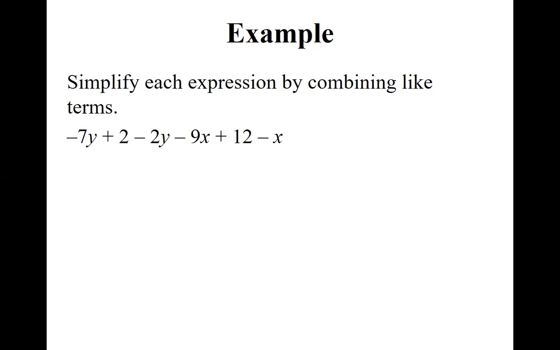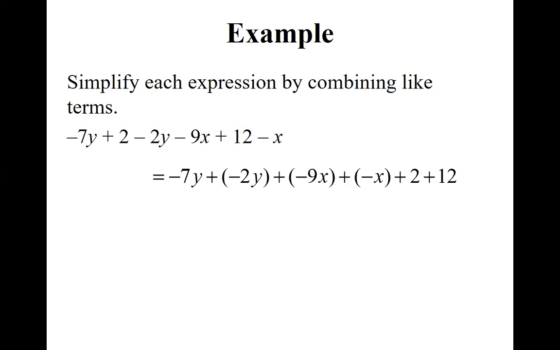If we're going to start moving things around, a good idea is to start by writing everything as addition. So -7y plus 2 plus -2y plus -9x plus 12 plus -x. And then move the things around so that the y's are next to each other, the x's are next to each other, and the constants are next to each other. Then we combine.